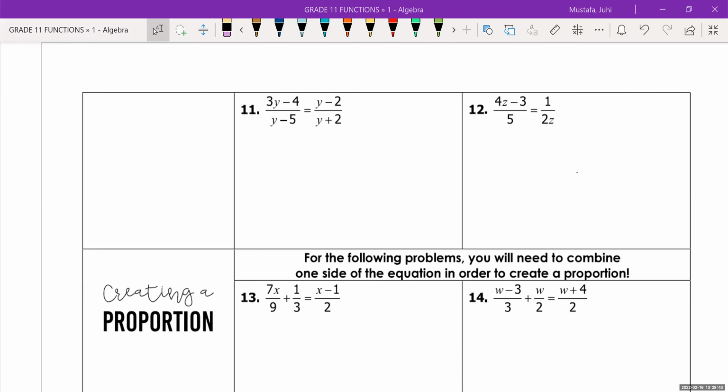I like question 11 because when you cross multiply, you're actually going to get a whole bunch of brackets that you're going to have to FOIL. So for this question, I would get (3y - 4)(y + 2) is equal to (y - 2)(y - 5). I'm going to FOIL, so I'm going to get 3y squared plus 6y minus 4y is plus 2y. -4 times +2 is -8.